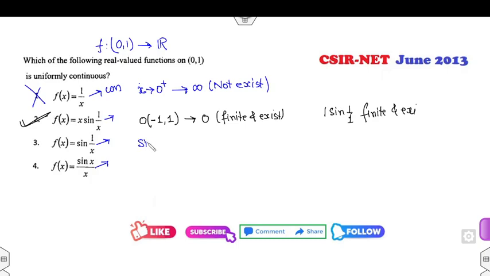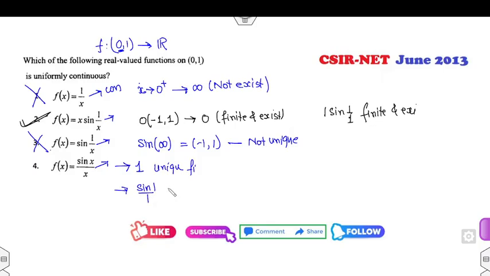Look at the third one. If I take 0, then it will be the sine of infinity, which gives you values from -1 to 1. That means not a unique number. Once it's not a unique number, it means the limit does not exist. If I take sine x over x, as x approaches 0, this value goes to 1, which is unique and finite. And when you take x as 1, it will be sine 1 over 1, which is again finite and unique. So yes, B and D are the right answers.